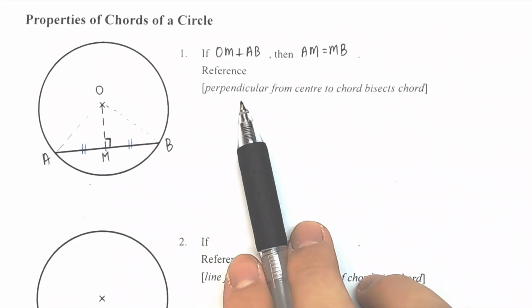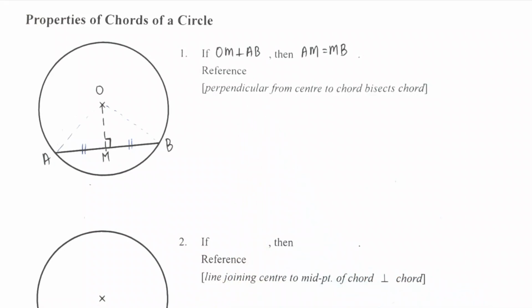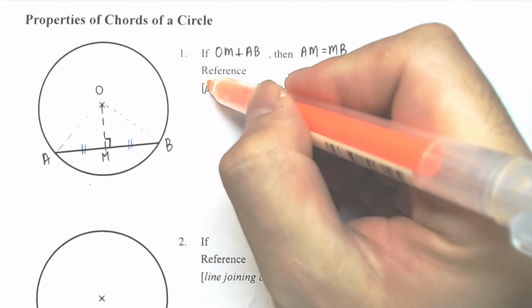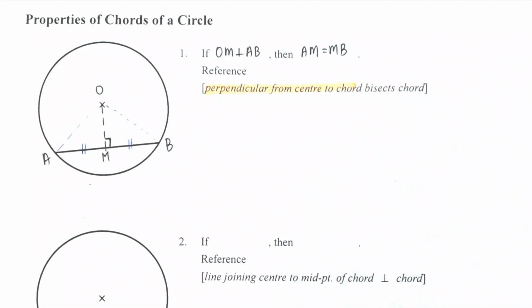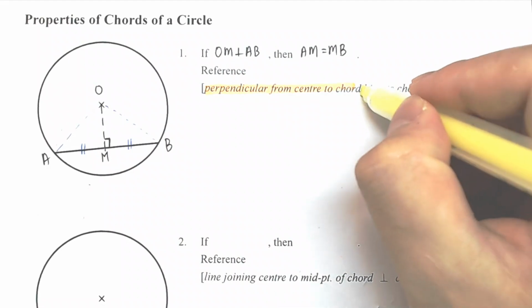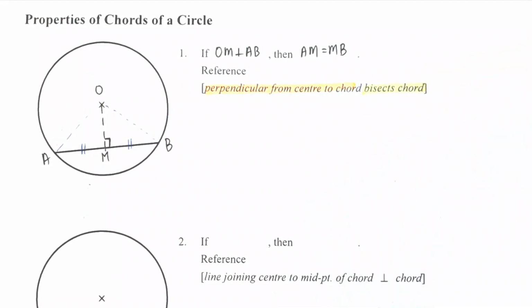The reference here is: perpendicular from center to chord bisects chord. For this kind of reference in these two chapters, you need to know that the beginning is about the condition, that a perpendicular line is drawn from center to the chord, and the result is placed at the back. The result is bisects chord. So this is the first reference that you need to know and need to remember.